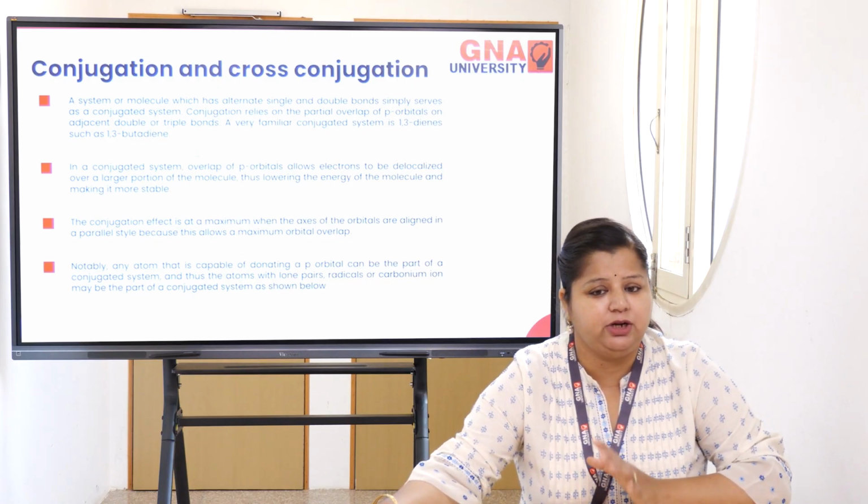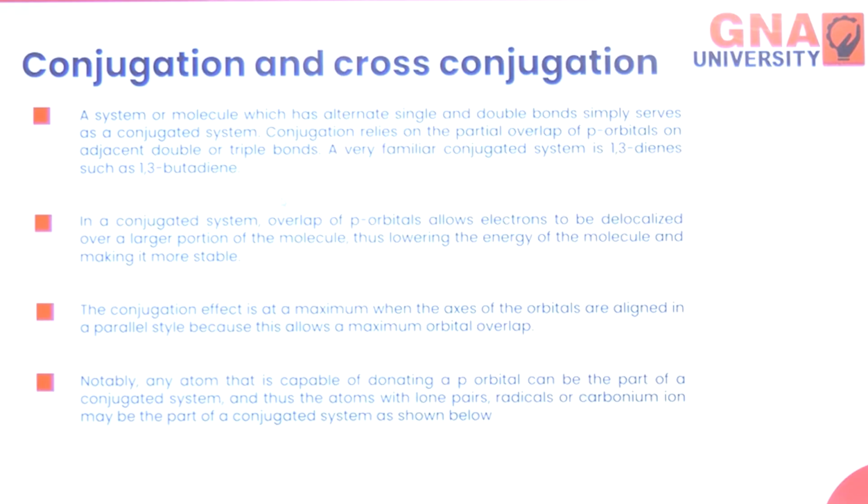And from delocalization, now we are moving towards conjugation and cross conjugation. A system or a molecule which has alternate single and double bonds, we very well know, is known as a conjugated system, and 1,3-dienes are a very good example of a conjugated system. And we know that in conjugated systems, overlap of p orbitals allows the electrons to be delocalized over a larger portion of the molecule, thus lowering the energy of the molecule and making it more stable.